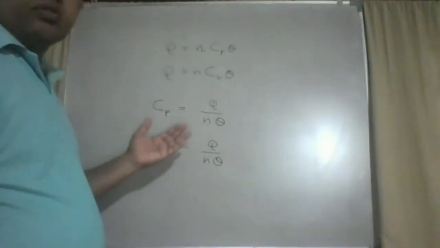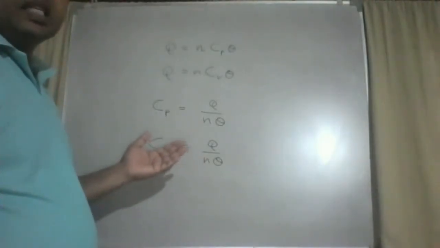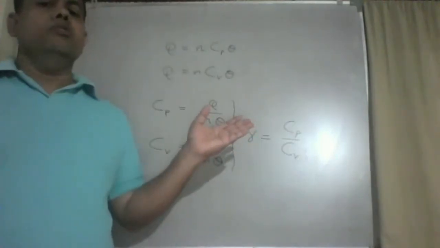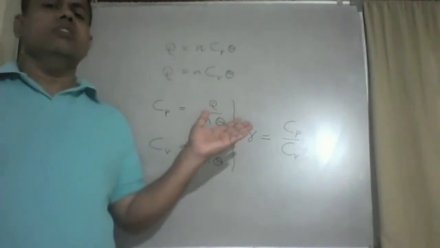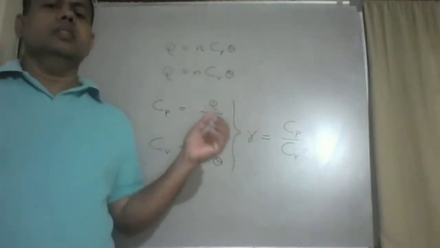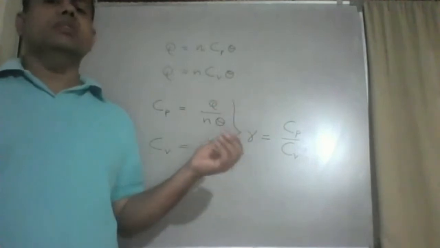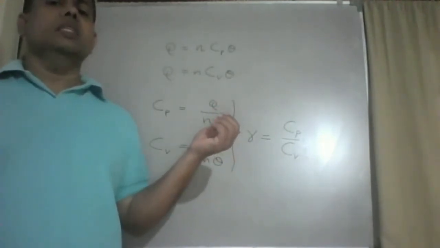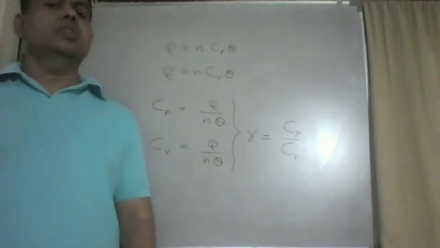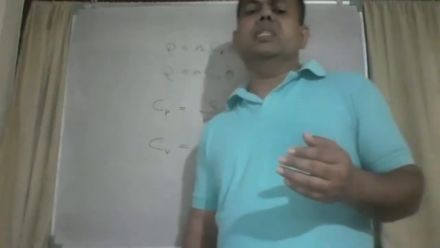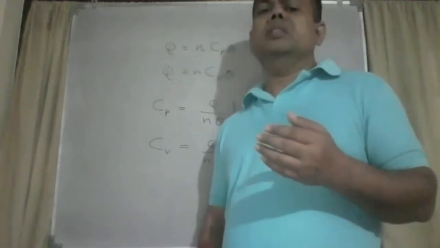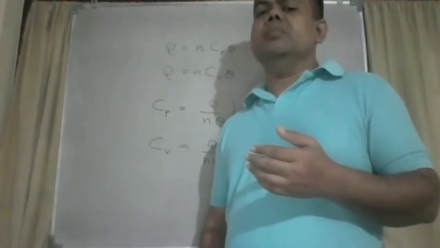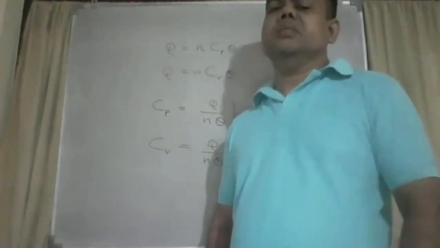The ratio of Cp and Cv is denoted by gamma. The value of gamma for a given gas depends on the atomicity of the gas. Atomicity is the number of atoms in a single molecule of gas. Here comes the experiment: determination of specific heat capacities of solids by the method of mixtures.